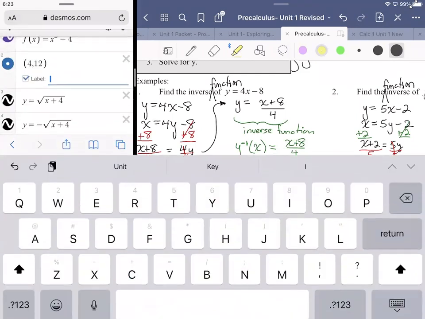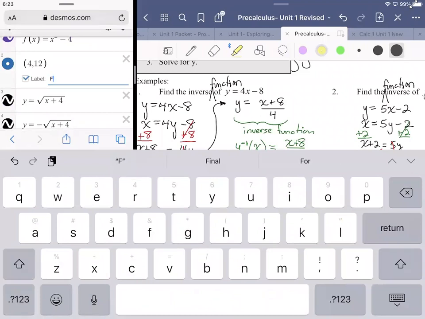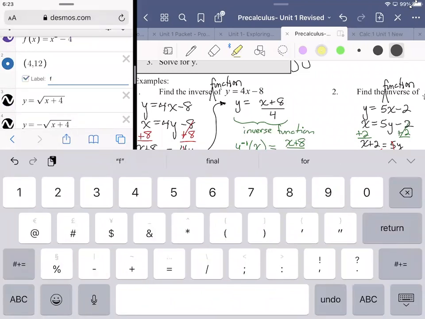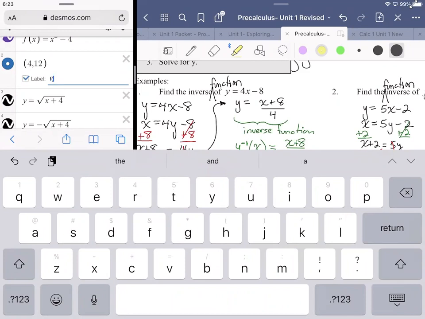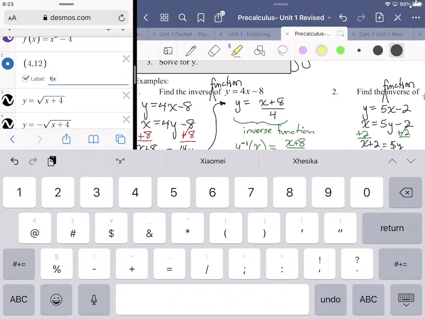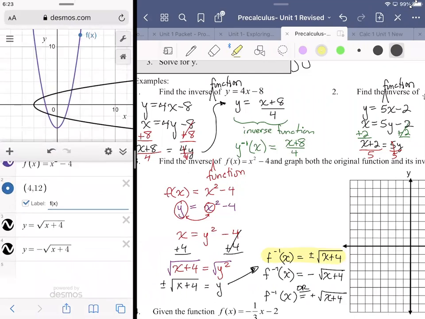Produce the label there, but then change that label to f of x. And then just hide the point. Just tap on the point. For some folks, this is more trouble than it's worth. You look at it and say, well, okay, I'll just do it by hand because I'd rather do it by hand than do all this stuff.